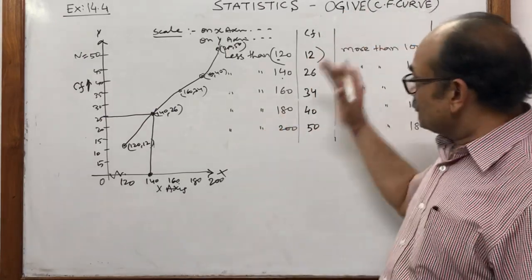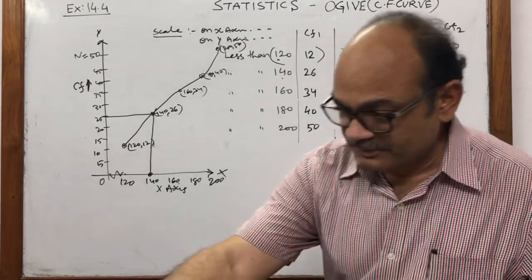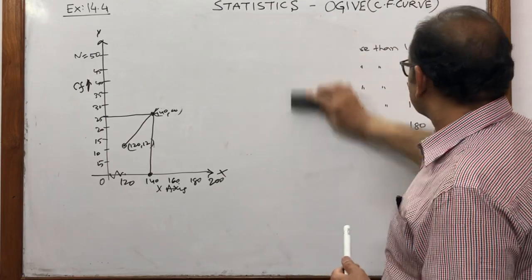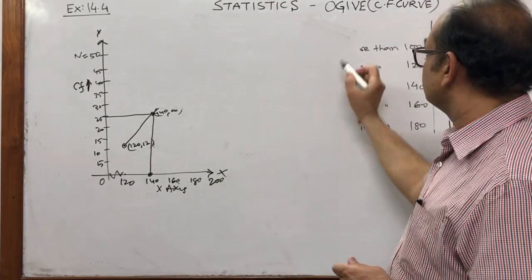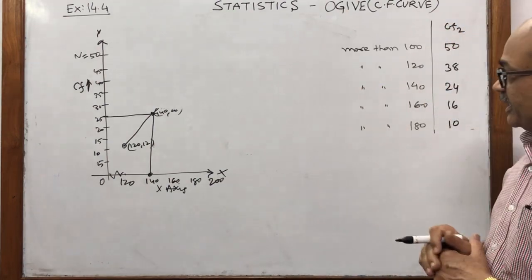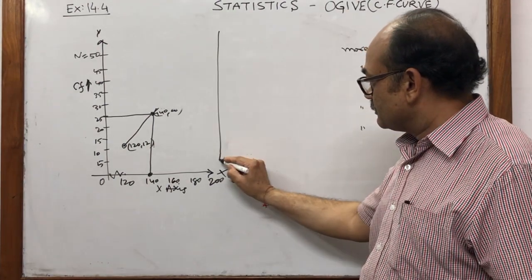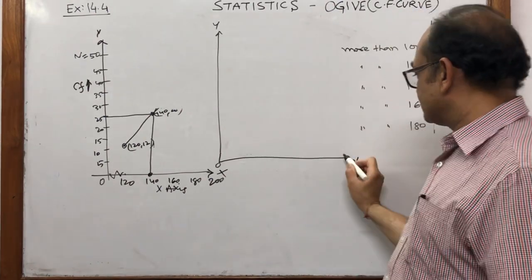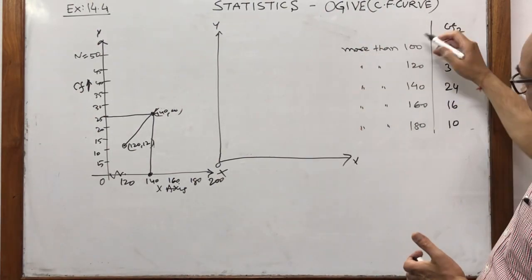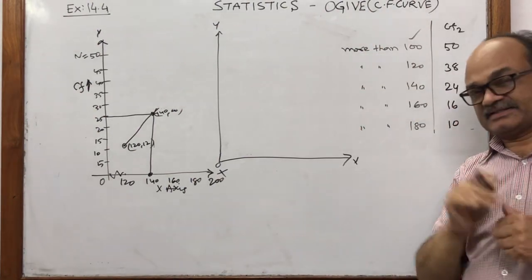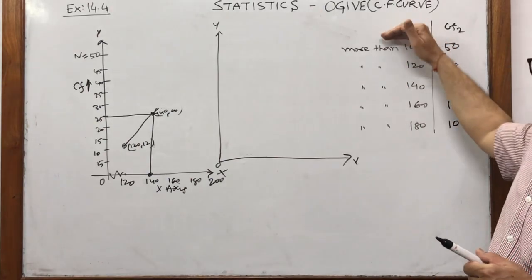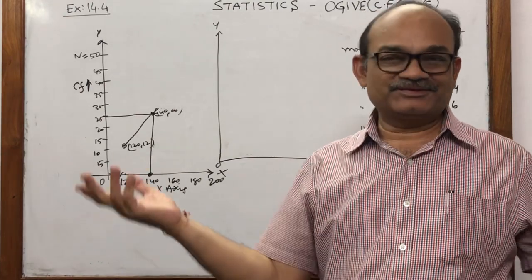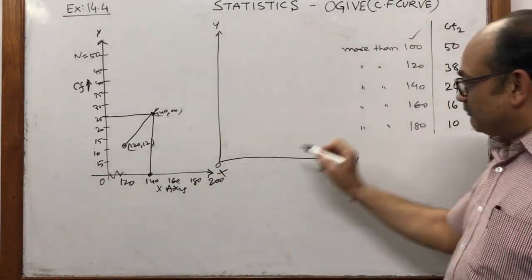Easy. Now, how to draw the more than OGIVE? In the same way, we can draw the more than OGIVE. One more curve. Y-axis, x-axis. This time you have to take the lower limits. कैसे याद रखना है? जब more than वाला होता है तो lower limit काम में आती है. जब less than वाला होता है तो upper limit काम में आती है. बस हो गया यार.